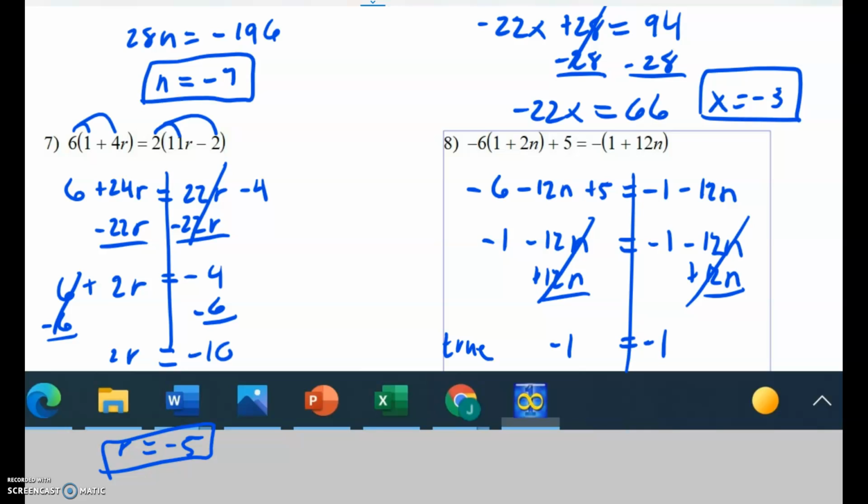Whenever we're left with a true statement, we know that the answer is all real numbers. Or another way to say that is infinitely many solutions. If I was left with a false statement, that would be no solution. Make sure you keep track of both of those. That will be on the quiz.